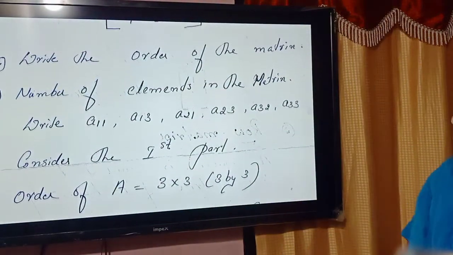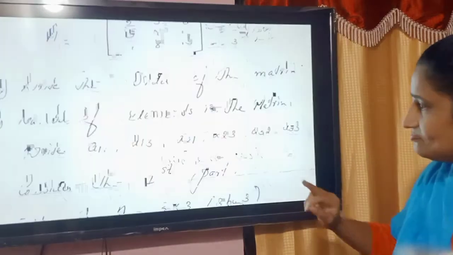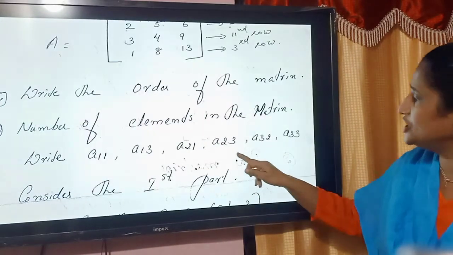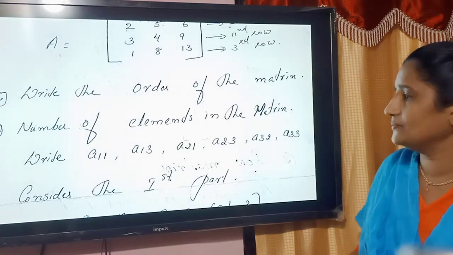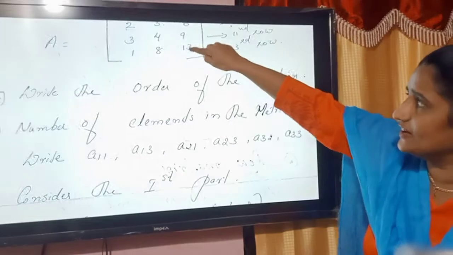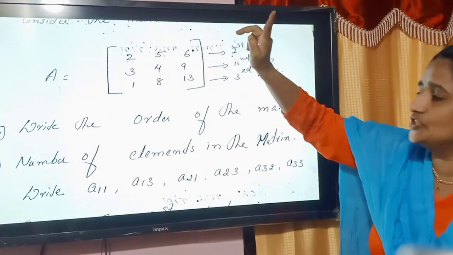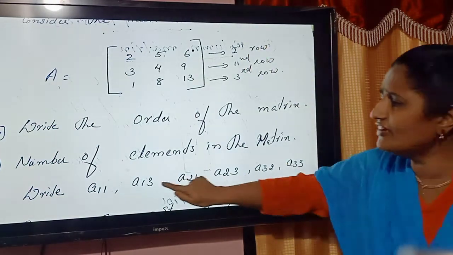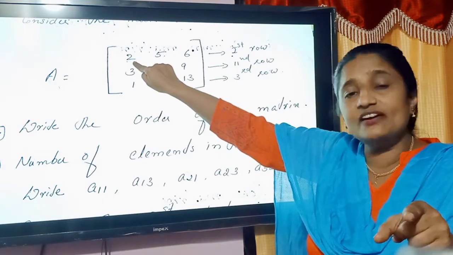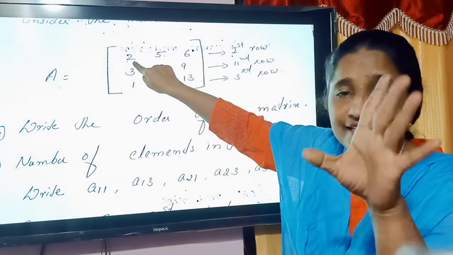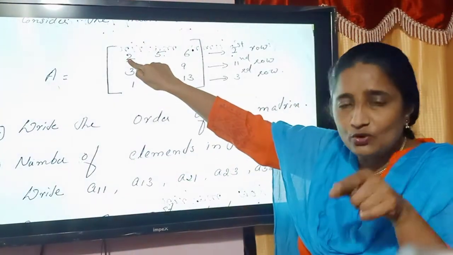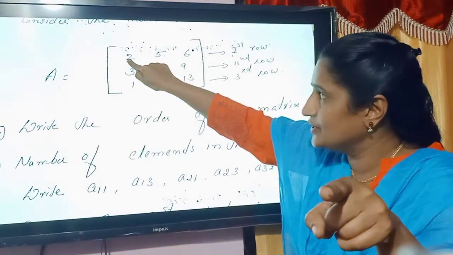Now let us consider the third part of this question. Write A11, A13, A21, A23, A32, A33. Now I am going to explain what A11 is in this question. A11 indicates what? First row, first element. I already explained. Now here in the first row, what is the first element? 2. So A11 is 2. Did you clear?